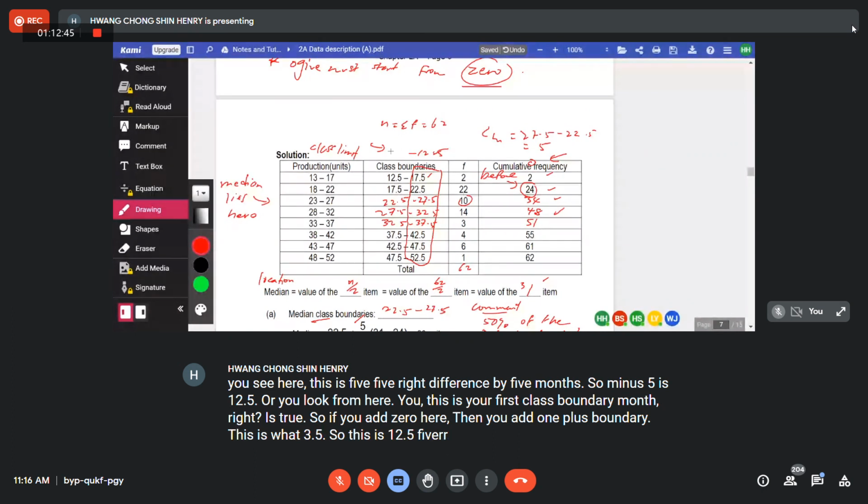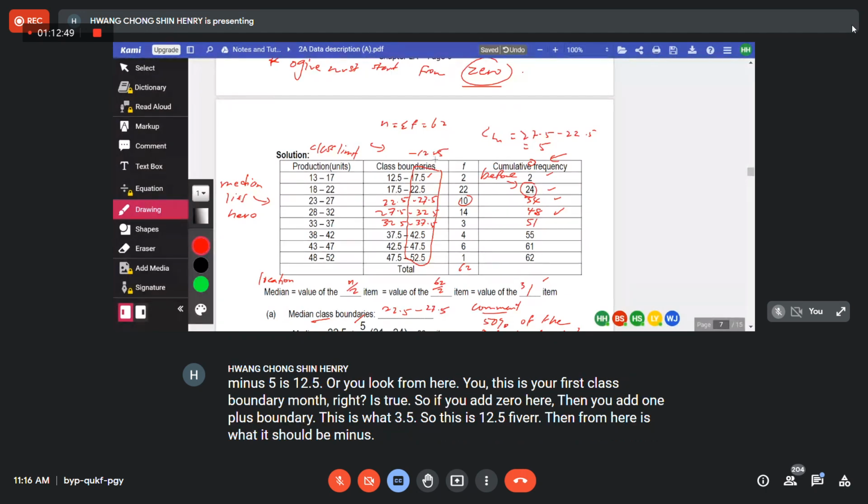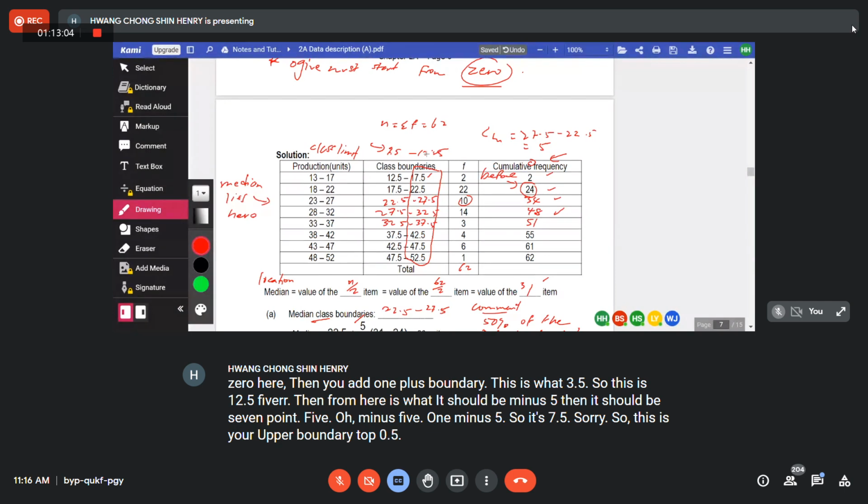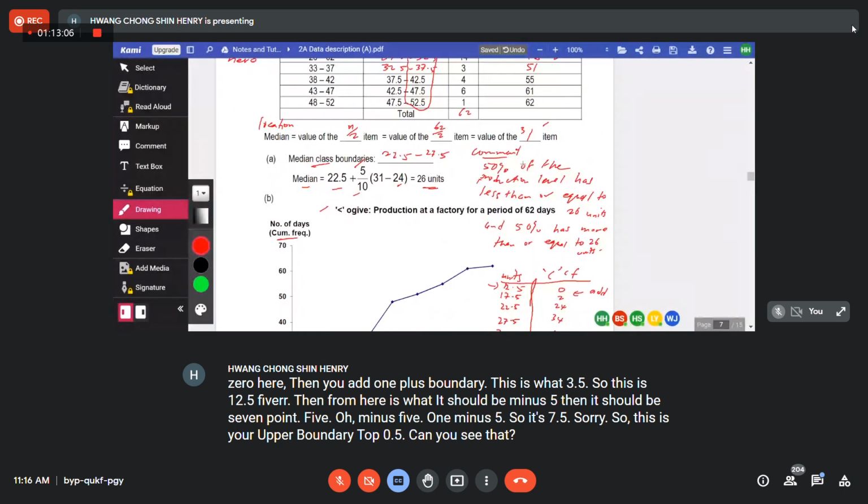Then from here it should be minus 5. Then it should be 7.5. Oh, minus 5, so it's 7.5. Sorry. So this is your upper boundary, 12.5. Can you see that? That's why you add it in here.